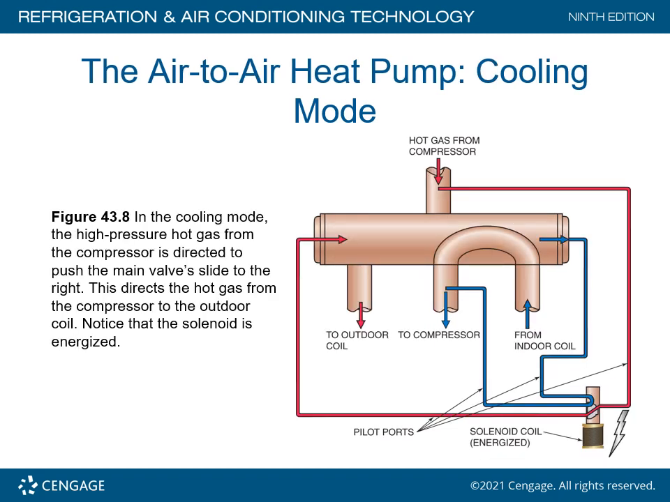Okay, the air-to-air heat pump in the cooling mode is a little bit different. Basically, in the cooling mode, the high-pressure hot gas from the compressor is directed to push the main valve slide to the right. This directs the hot gas from the compressor to the outdoor coil. Notice that the solenoid is energized.